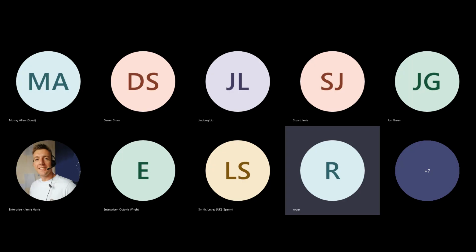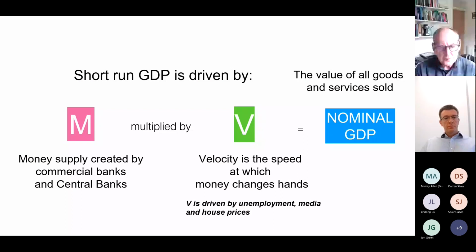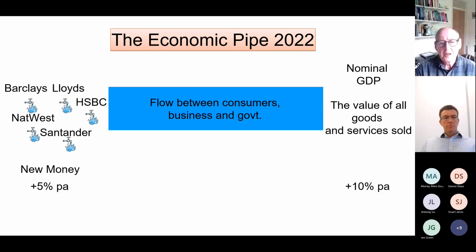to the value of my house. Those seem to be the three dominant drivers of velocity. Now, the thing about pipes and the thing about stuff going in at one end and coming out the other end is there's a time lag. So next slide shows you the UK economic pipe last year.